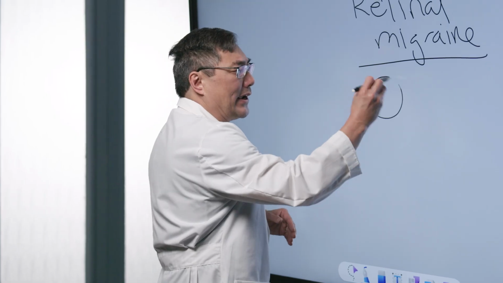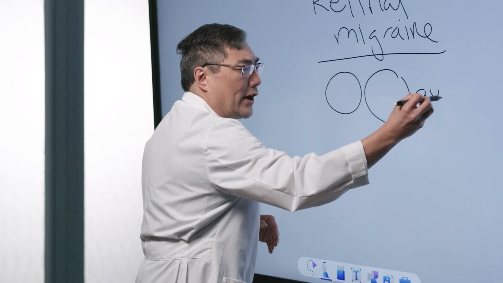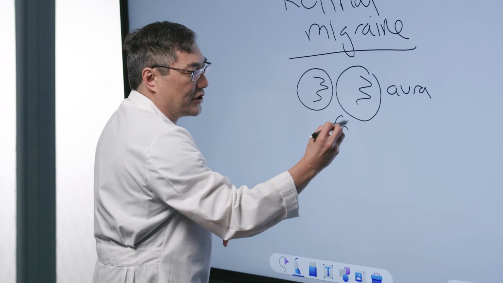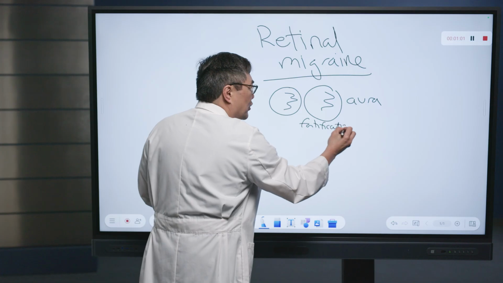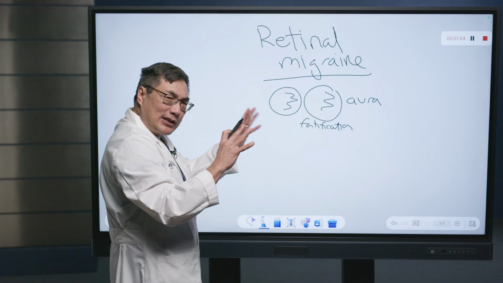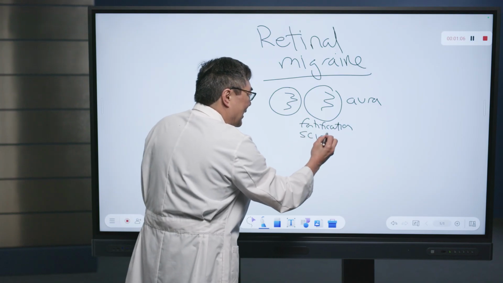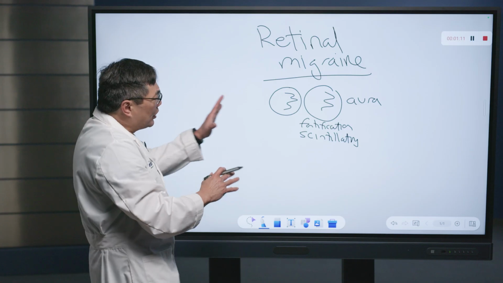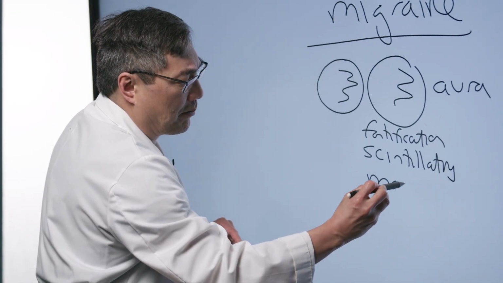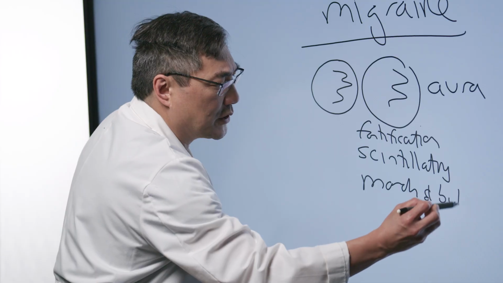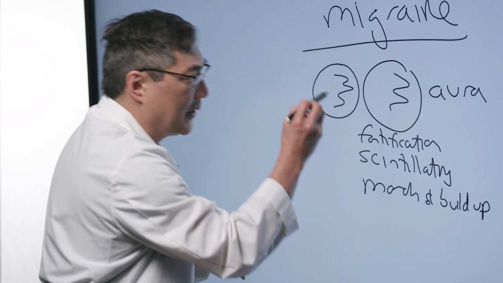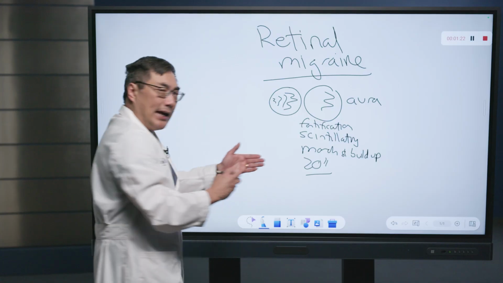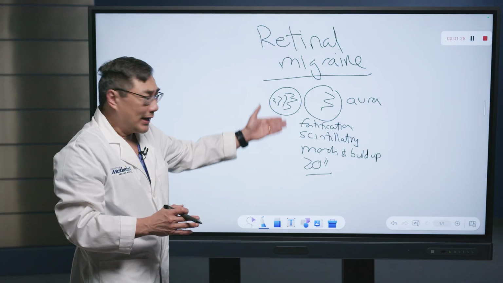And some of those migraine patients can see an aura, and the aura is usually a jagged line, which we call a fortification scotoma, and it's sometimes associated with a flashing colored light, which we call a scintillating scotoma. So they see colors or a kaleidoscope. Normally the migraine aura is associated with march and buildup, which means that it starts small and then gets bigger and bigger over time. It lasts 20 minutes and then the headache follows, the typical migraine headache.